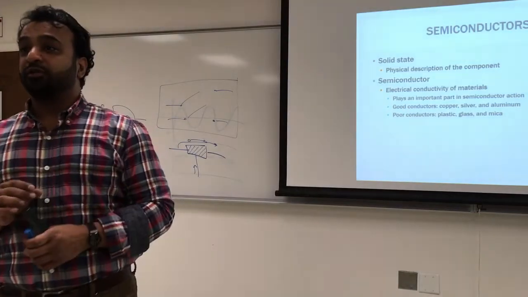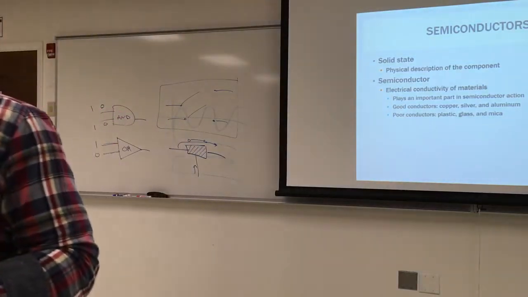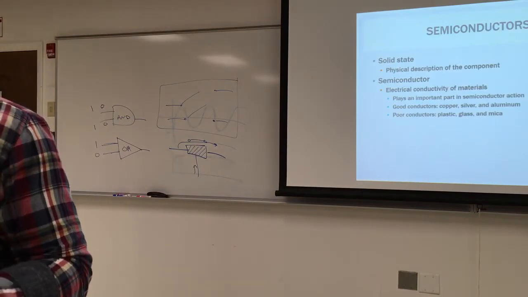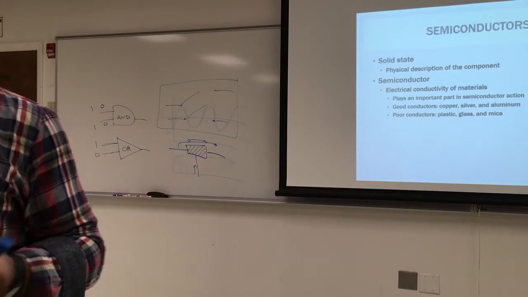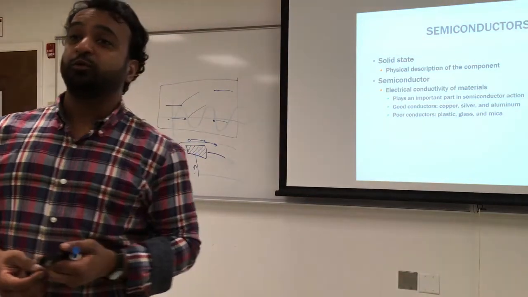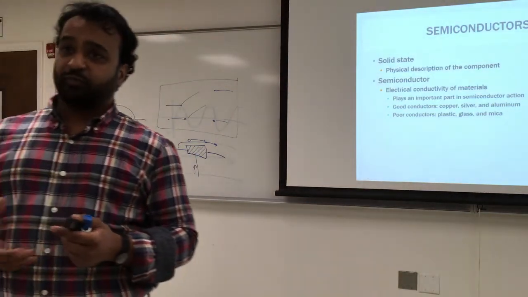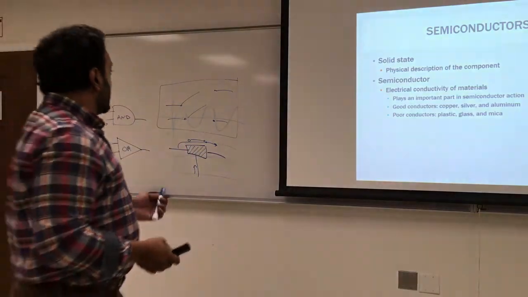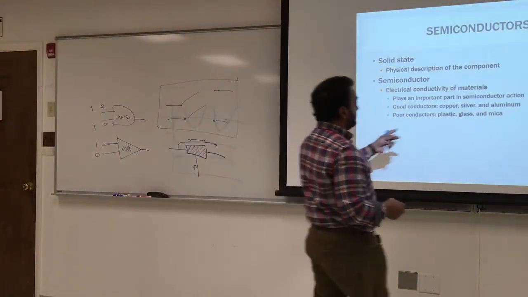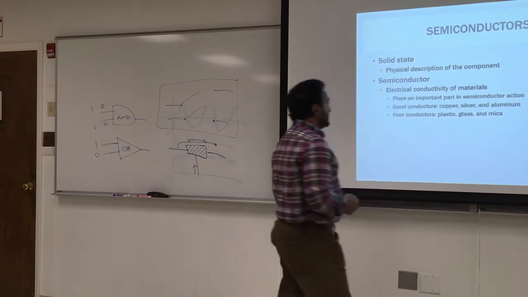And again, we said before that there is no absolute insulator. So the power going through it has to be very, very small. Otherwise, it will go through. So it's very, very calculated. That's why things do malfunction if you expose them to a lot of power, and probably they lose their properties. So they play an important part in semiconductor actions.